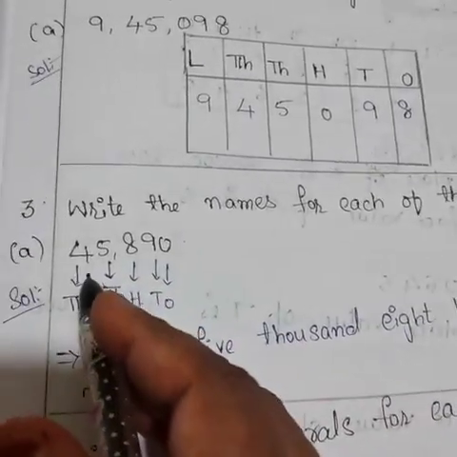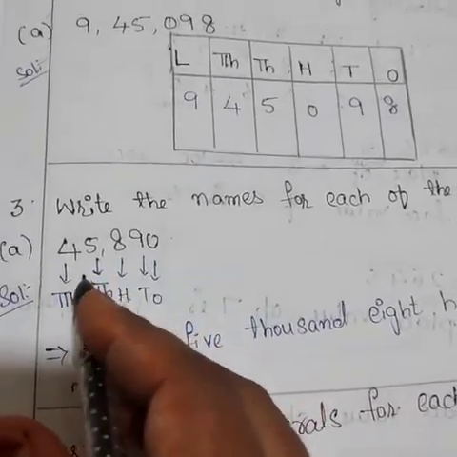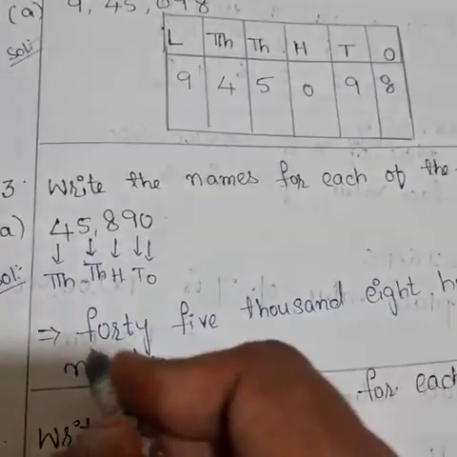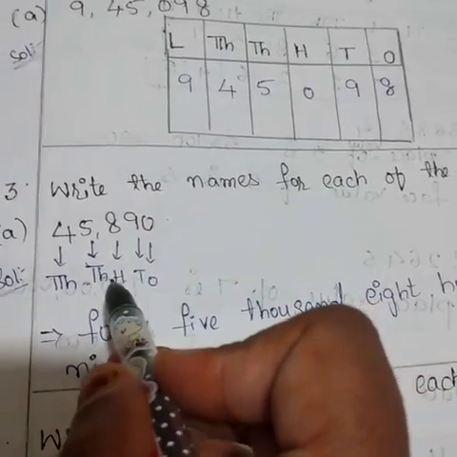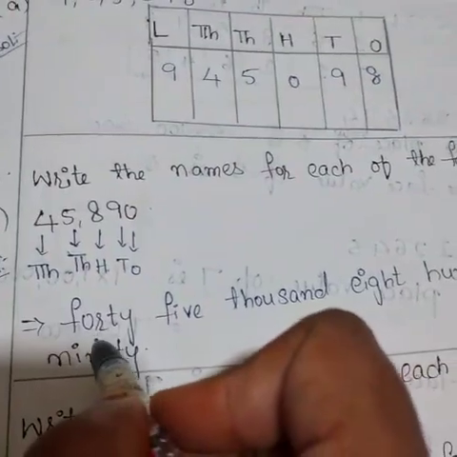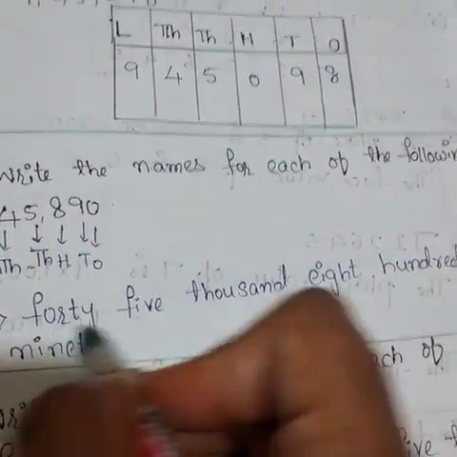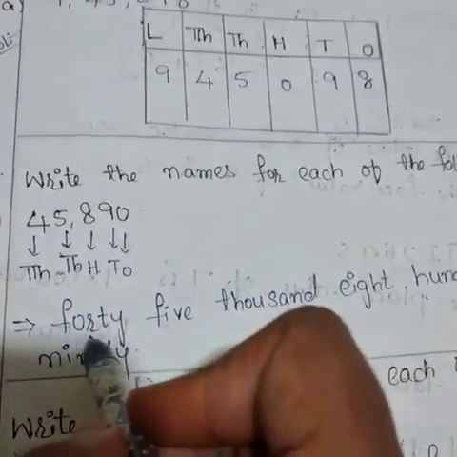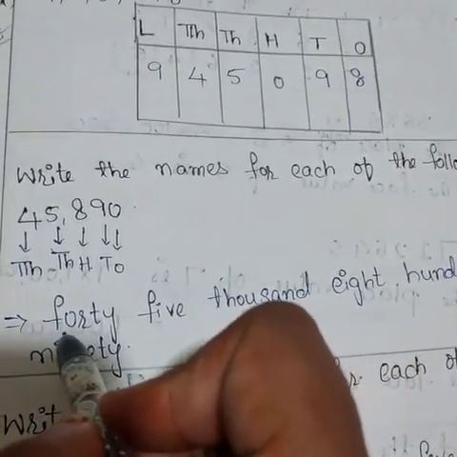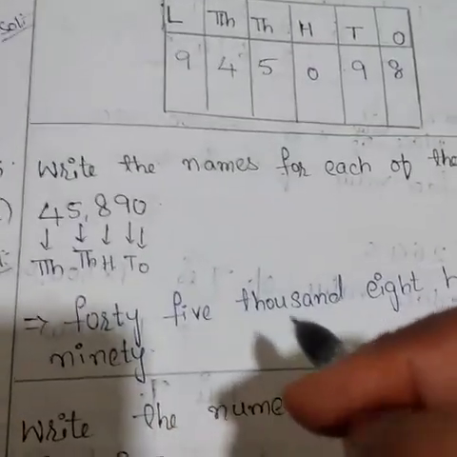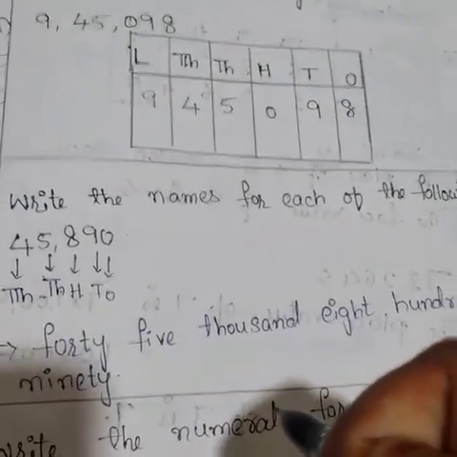They will give you a question like this: 45,890. Write the name means how will you write? Firstly you have to count ones, tens, 100, 1000 and 10,000. You have to see like this and write this in words. Names or words, both are similar. So write the name means you have to write 45,890 in words. Understood? Like this you have to write.